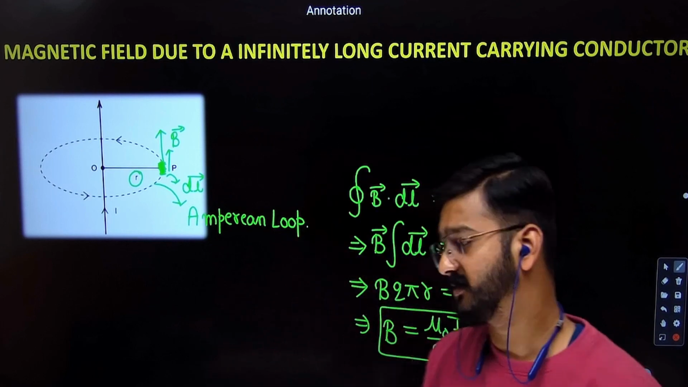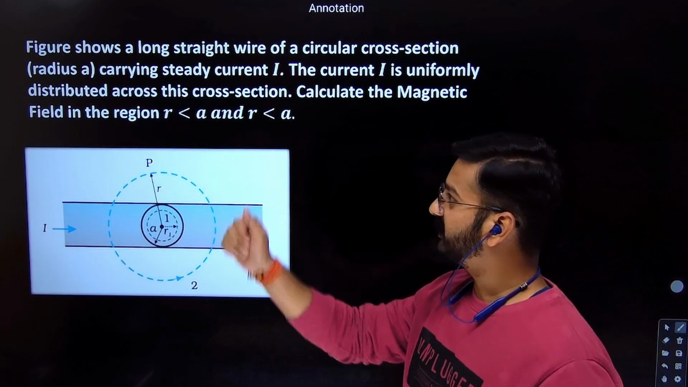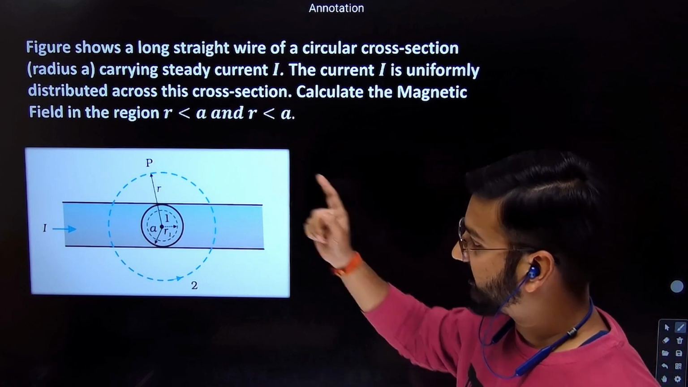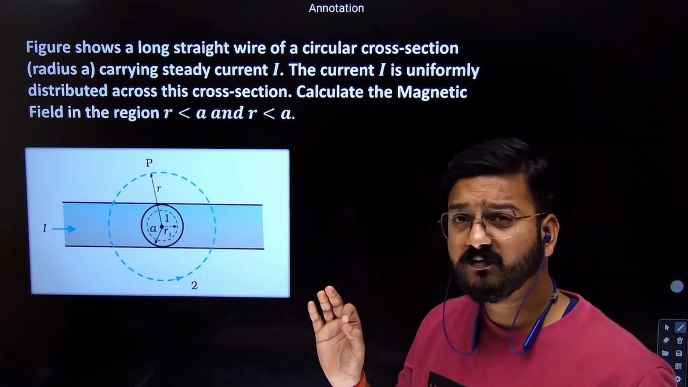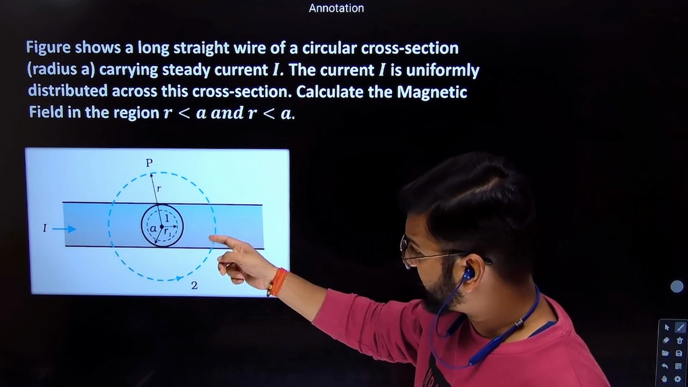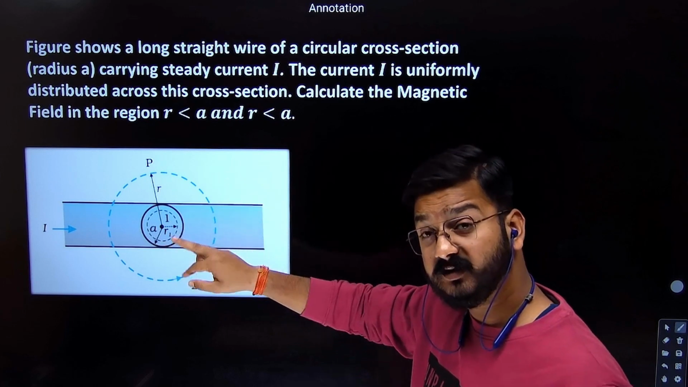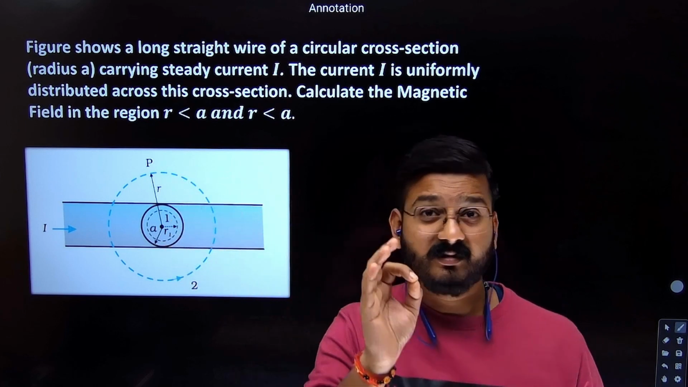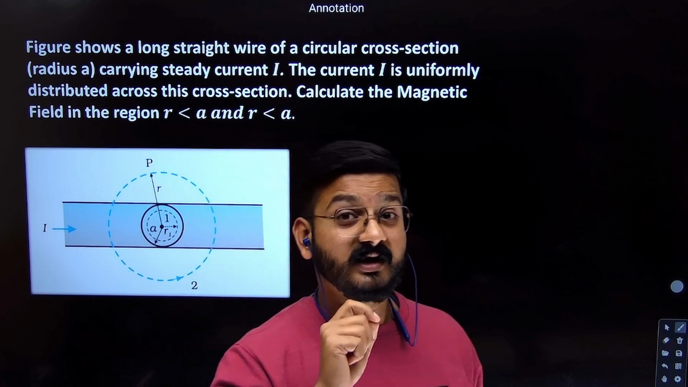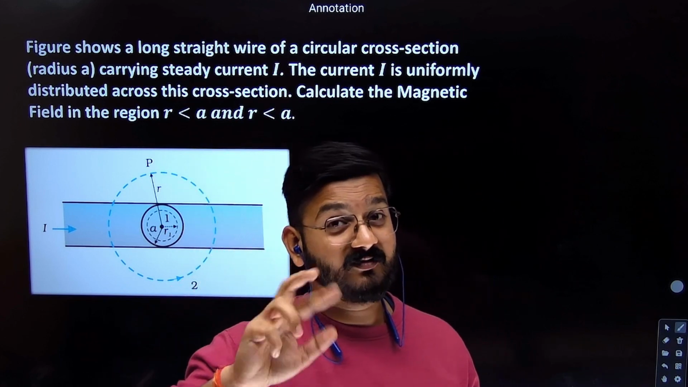Let's move ahead. Students, as you can see the next question, we have a current carrying wire. The radius of the current carrying wire is a. You need to find out the magnetic field due to this current carrying wire at a point which is inside and a point which is outside. If you remember, it is similar to the electric field due to a charged hollow sphere at a point inside, on the surface and outside.